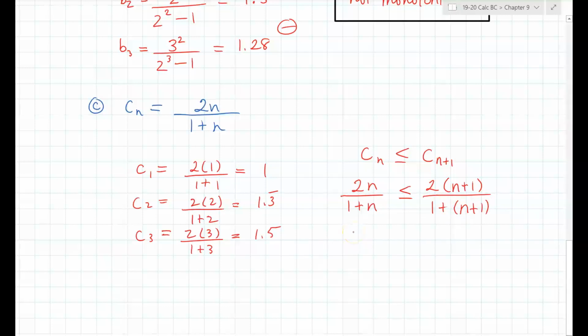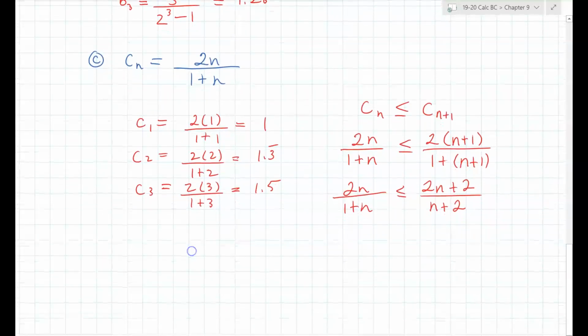Now, by the way, if this comes out false, that means that at some point, I don't know when, this thing changes direction. Okay, so far, 1, 2, 3, they look good. But maybe at 25 to 26, they went back down, right? We don't know. If it comes out true, that means that this thing never changes direction. All right, so let's see. We got 2n over 1 plus n less than or equal to 2n plus 2 over n plus 2.